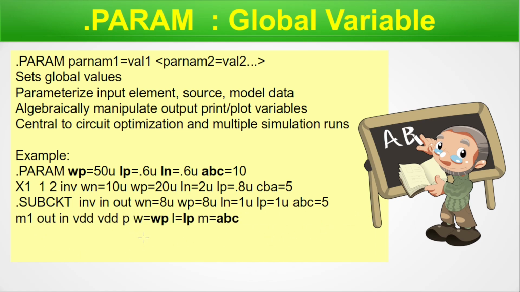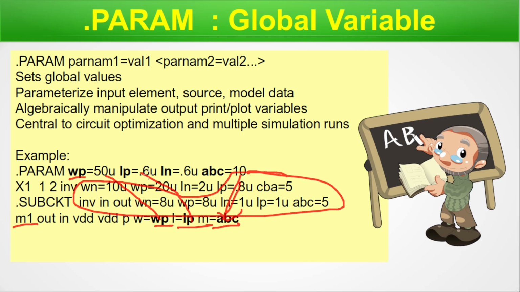Now, inside that, when we write a MOSFET, right, we use these global values. You can see WP is coming here. So this value is coming here. L is equal to LP. So LP coming here. And M is equal to ABC. So ABC 10 value is coming here. Although these are individually defined, so they are not impacted. But however, here, these values are impacting here.